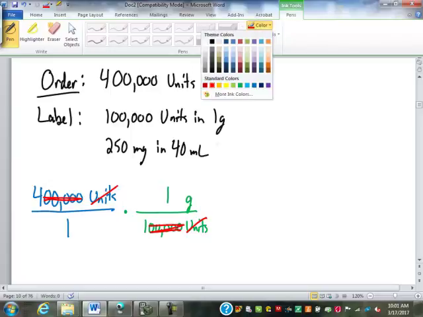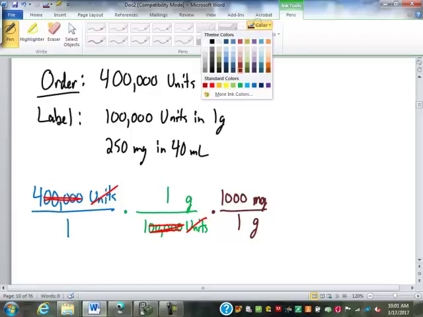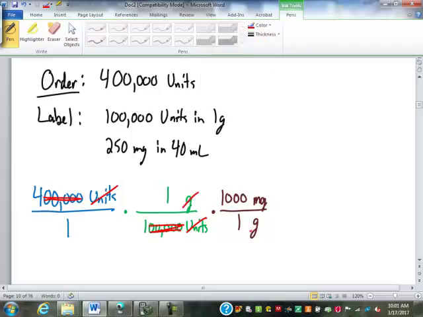So right now the units that I'm in is grams. So I'm going to have to get rid of grams. What do I want to convert grams into? Milligrams we have to do first, yes. So 1 gram is 1,000 milligrams. So the grams are gone. What's next?